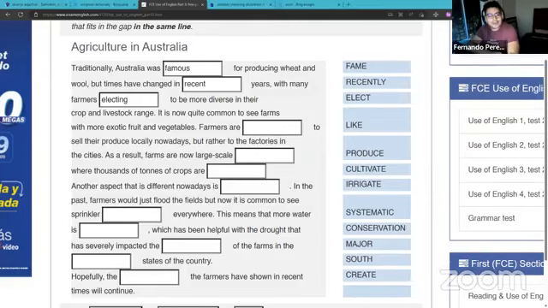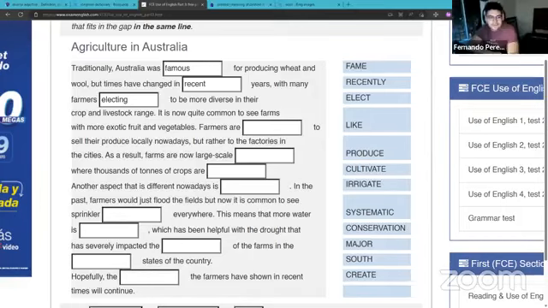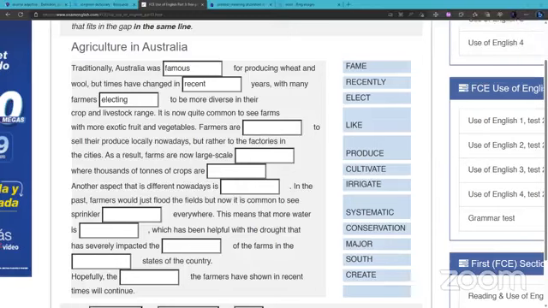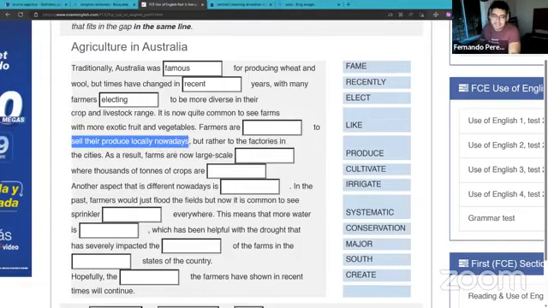It is now quite common to see farms with more exotic fruit and vegetables. More common than before, okay, right? Why? Because they are electing to be more diverse in their crops. Okay, because they're more diverse in their crops, yes, but there's another reason. Because farmers sell their produce locally nowadays.